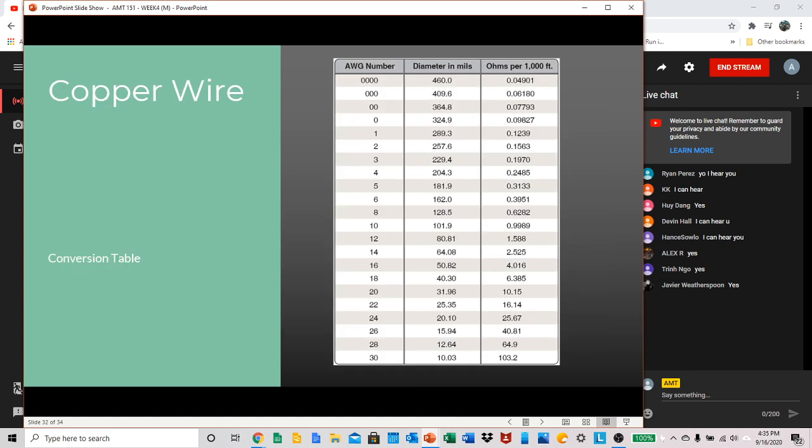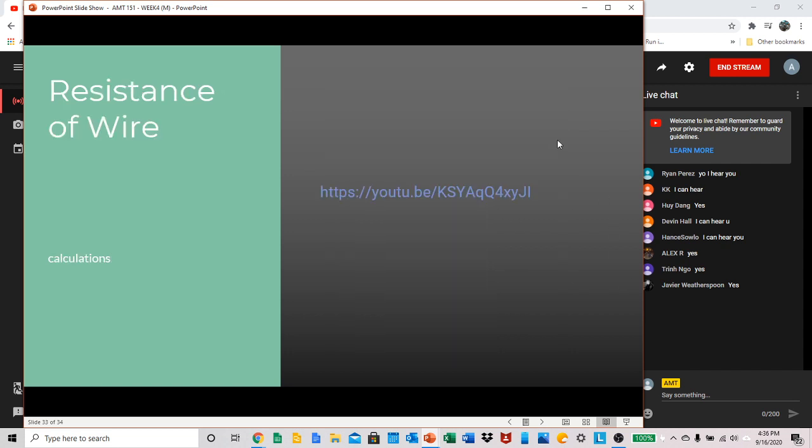Most often you're going to have a chart depending on the wire that you're using. So this is a conversion table for copper wire. Gives you the American wire gauge number. Okay, so from quadruple zero to wire number 30, you have diameter in mils and your resistance for that wire. This is a video that explains a little bit about resistivity and the resistance of wire and how it differs.